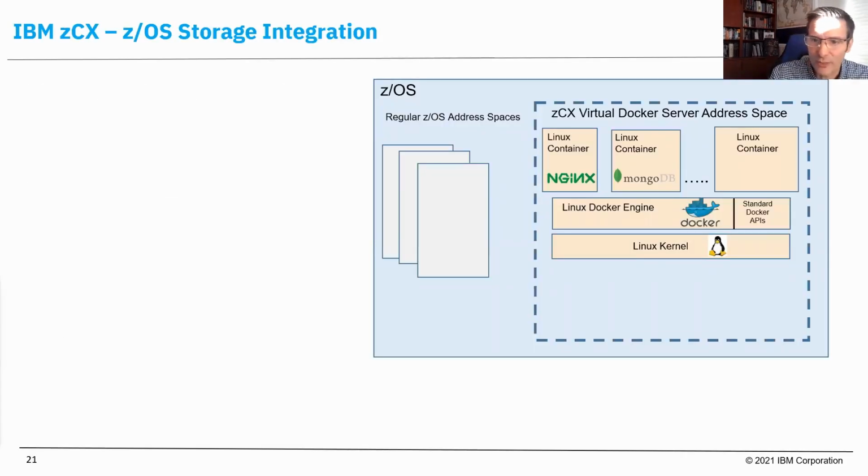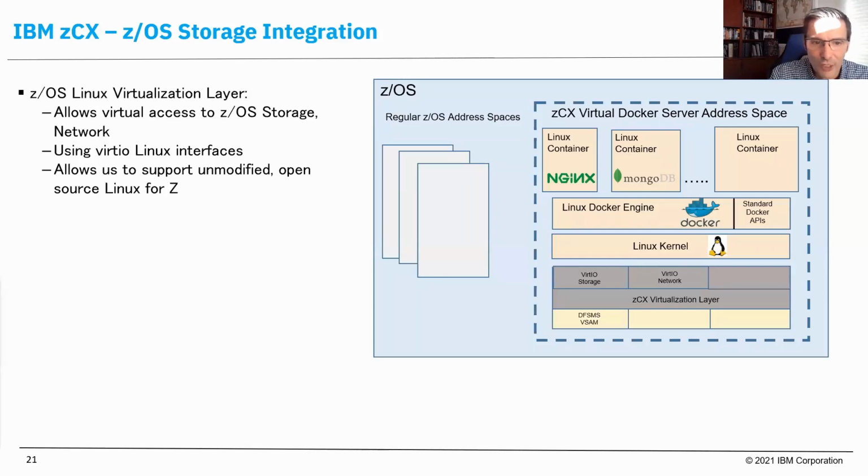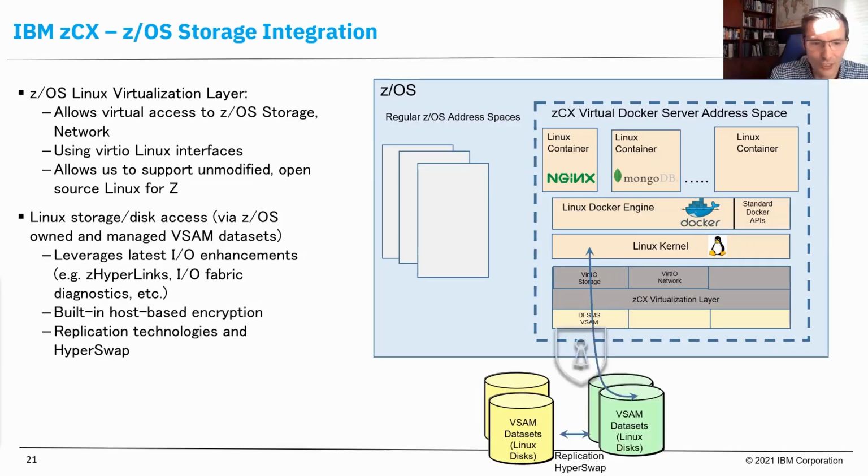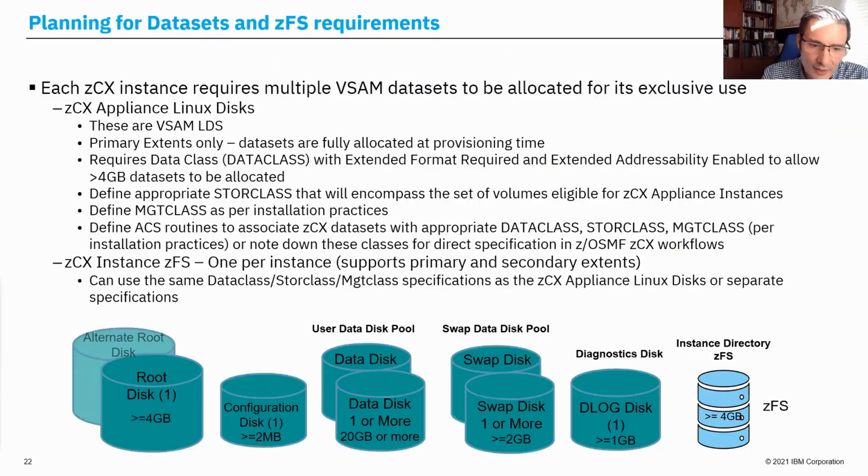In terms of storage, we talked about that there is something called a VirtIO device, which translates the Linux kernel calls to Linux disk to VSAM linear dataset calls. And so, of course, we're able to leverage all the latest technology, whether it's pervasive encryption or replication technologies in HyperSwap, zHyperLink, and many more. All of those technologies are readily available to you using VSAM linear datasets transparently to your Linux applications.